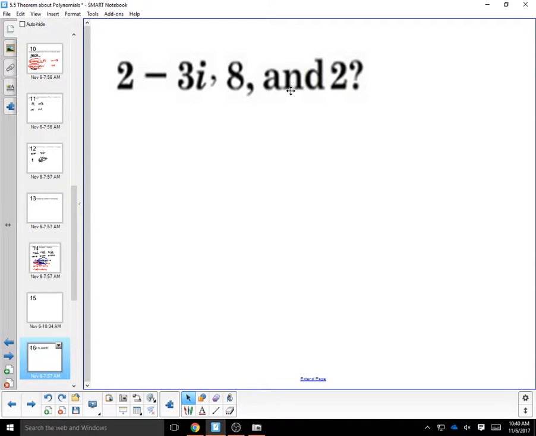Find me the polynomial then that has these roots. Find me the polynomial that has these roots.